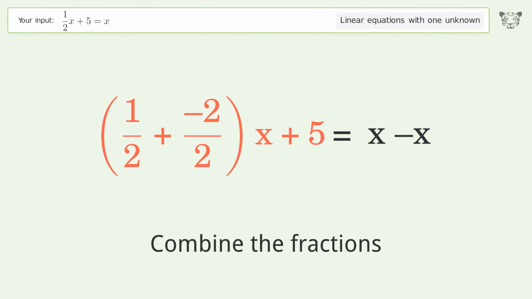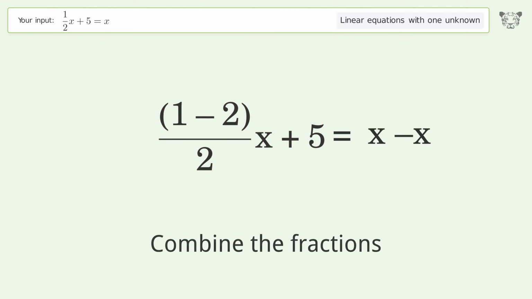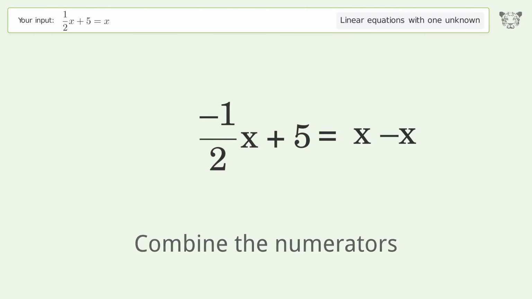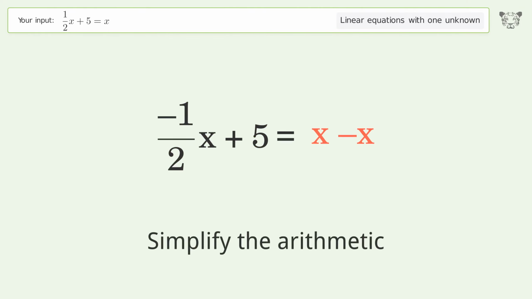Combine the fractions. Combine the numerators. Simplify the arithmetic.